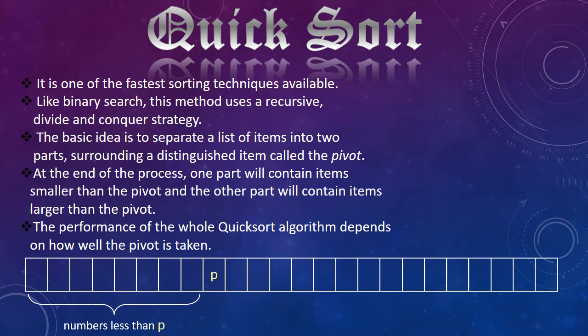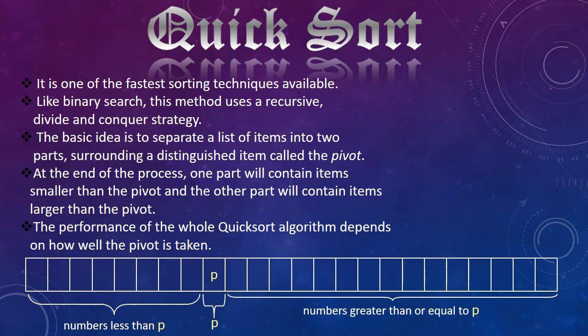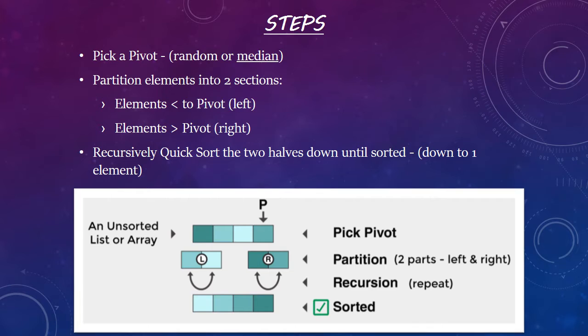And here I have described it in tabular format. Numbers less than the pivot are on the left side, numbers greater than or equal to the pivot are on the right side, and the pivot element is in the middle. And later the steps: you have to initially pick the pivot element, either random or median, according to the sorted or unsorted array. This algorithm works best mainly on an unsorted array.